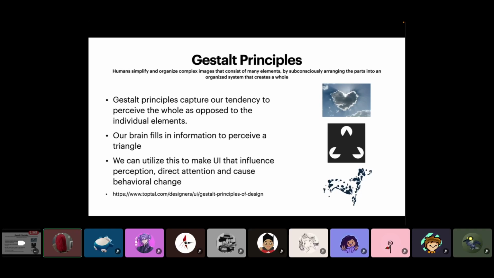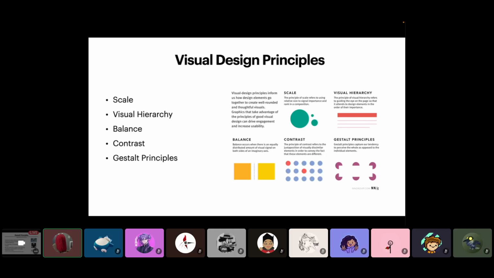So we can utilize this principle and this knowledge about the human brain to influence the user and create UI that changes behavior, I suppose. So those are all the visual design principles.